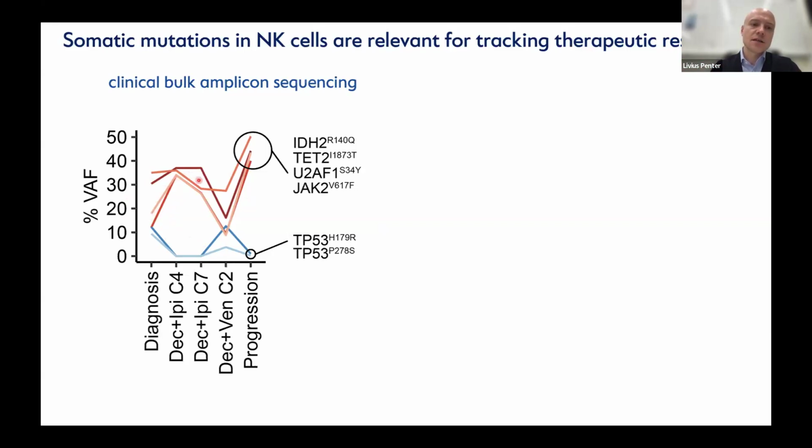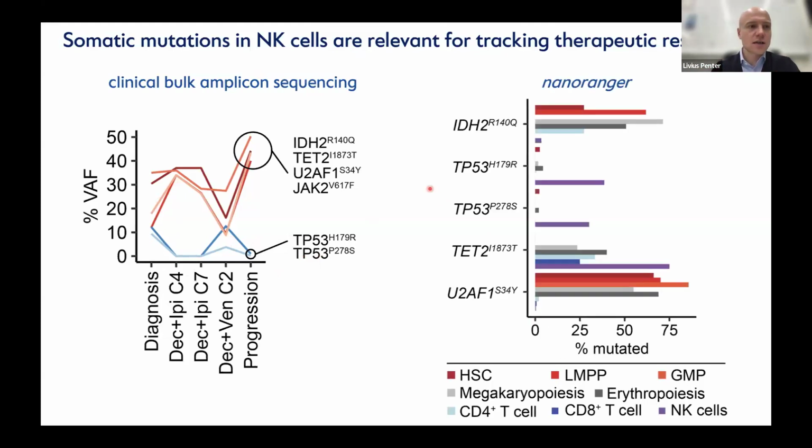We have the red mutations that go up and down and up. And then we have two TP53 mutations that do the opposite. So as the red mutations go up, they go down, and vice versa. And you might wonder, by looking at this data, do we have two competing leukemia clones, or what's going on here?